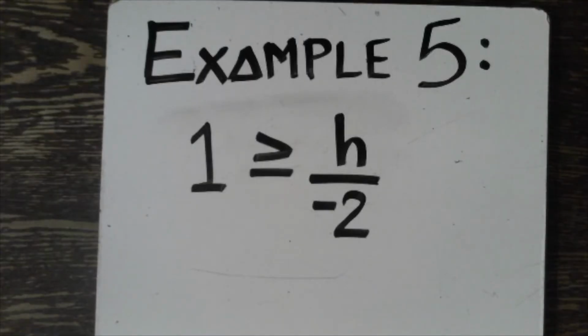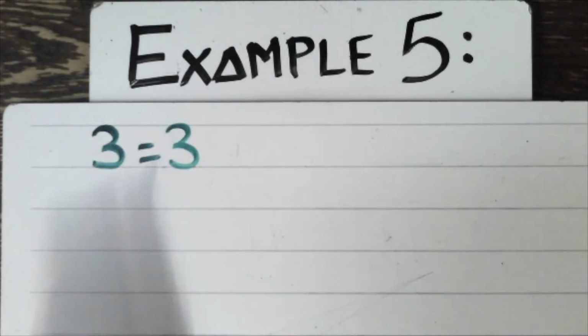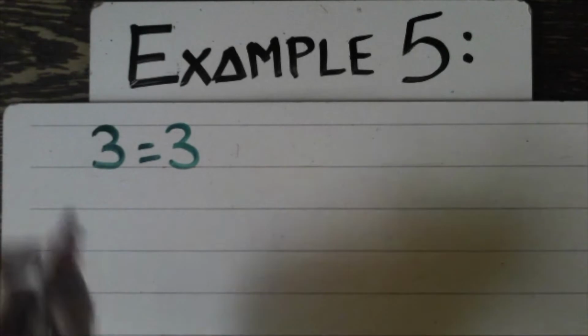Solving equations and solving inequalities is almost exactly the same with one small exception. Let's take a look and see if we can figure out what this exception is and why. Here we have 3 equals 3. I don't think anyone will argue that that is true.